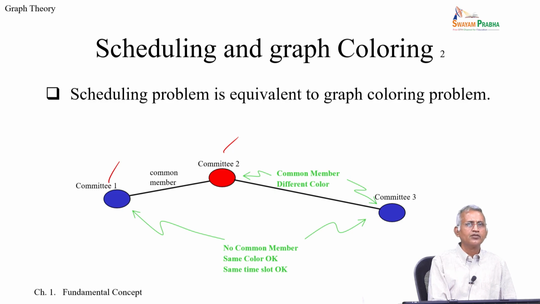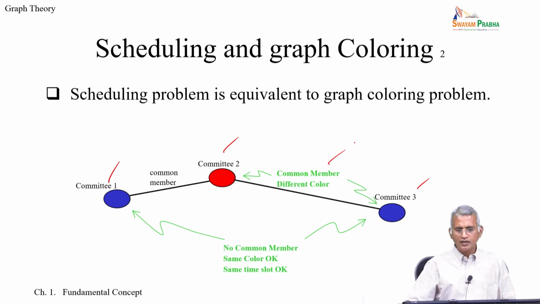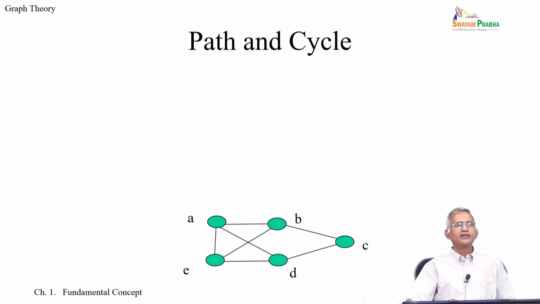And committee 2 and committee 3 are adjacent, therefore, different colors, but committee 1 and committee 3 are not adjacent, therefore, whatever color we used in committee 1, we can use for committee 3. Therefore, a maximum of 2 colors we can use for the 3 people. So, common member, different colors, that is what we have to use. If there is no common member, the same color, the same time or same slot, you can use it.